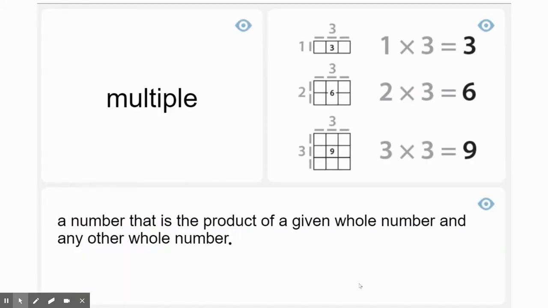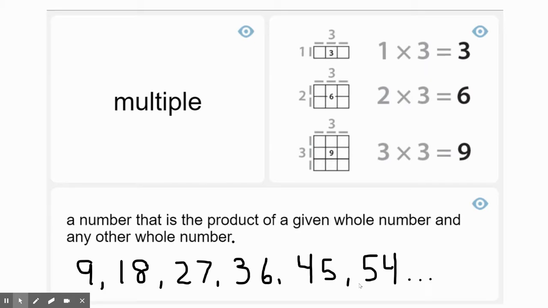Let's review the meaning of the word multiple. Remember, a multiple is a number that is the product of a given whole number and any other whole number. So in this case, we're thinking about multiples of 9. Now, one way we can name multiples of 9 is to skip count by that number.